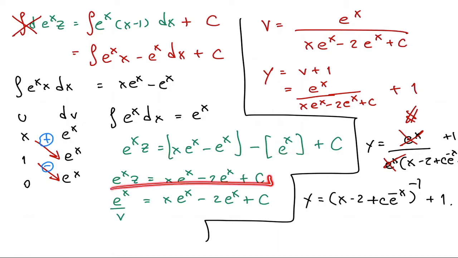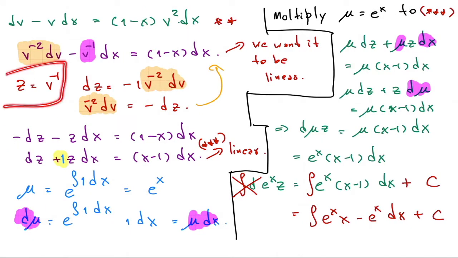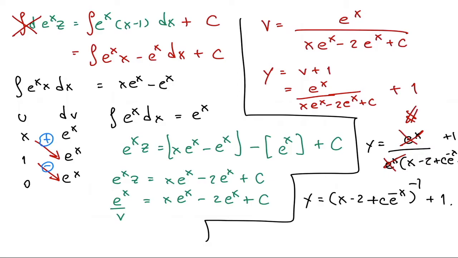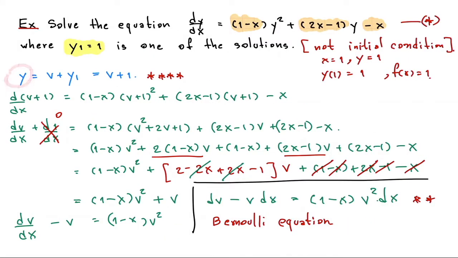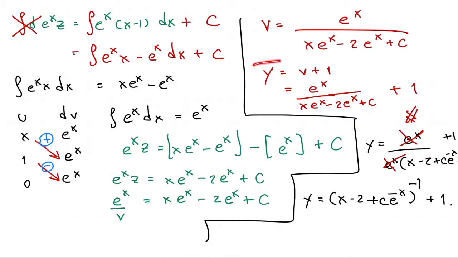So what I did was that z is actually v to the power of minus 1, which is the same as 1 over v. And again we solve for v, so I push v up there and I push this down, so this is a v. And the solution, as I told you before, is y equals v plus 1. So that is the solution, y equals v plus 1.